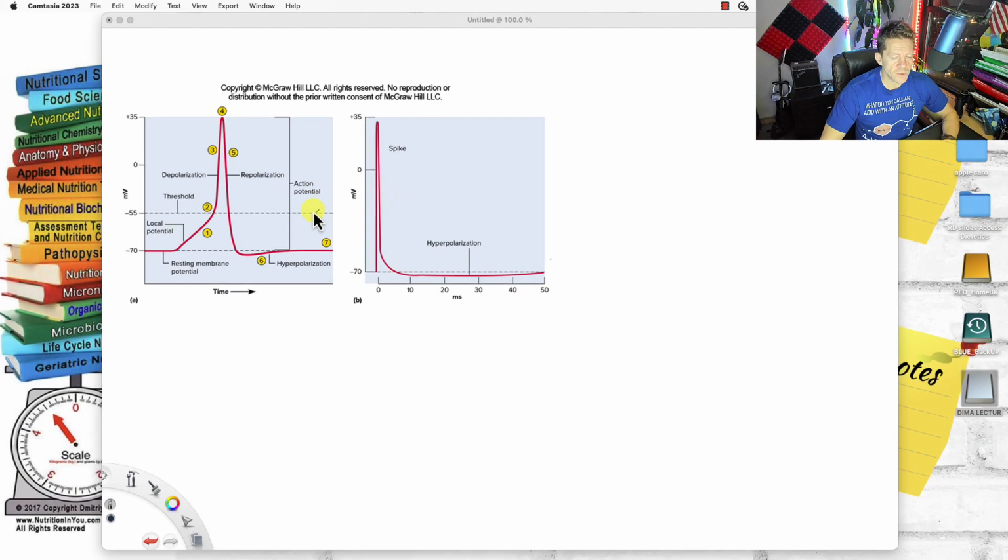Hi class, I just wanted to make clear on polarization, repolarization, depolarization. What we discussed today in class, I saw that it was kind of confusing. Alright, so let me explain it.